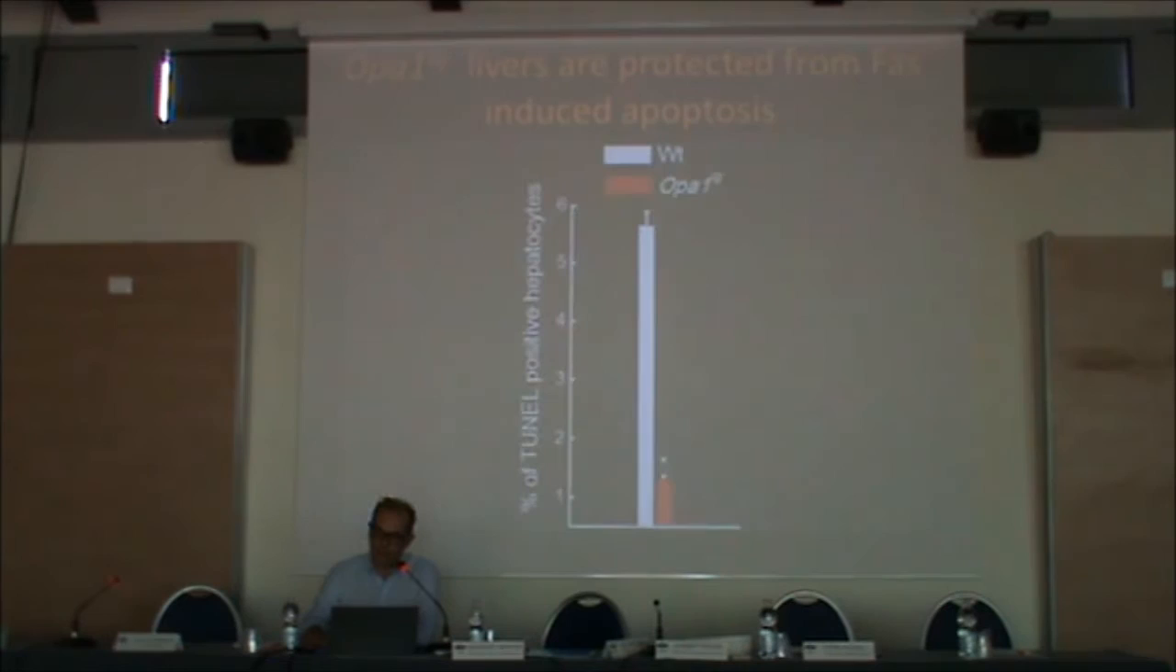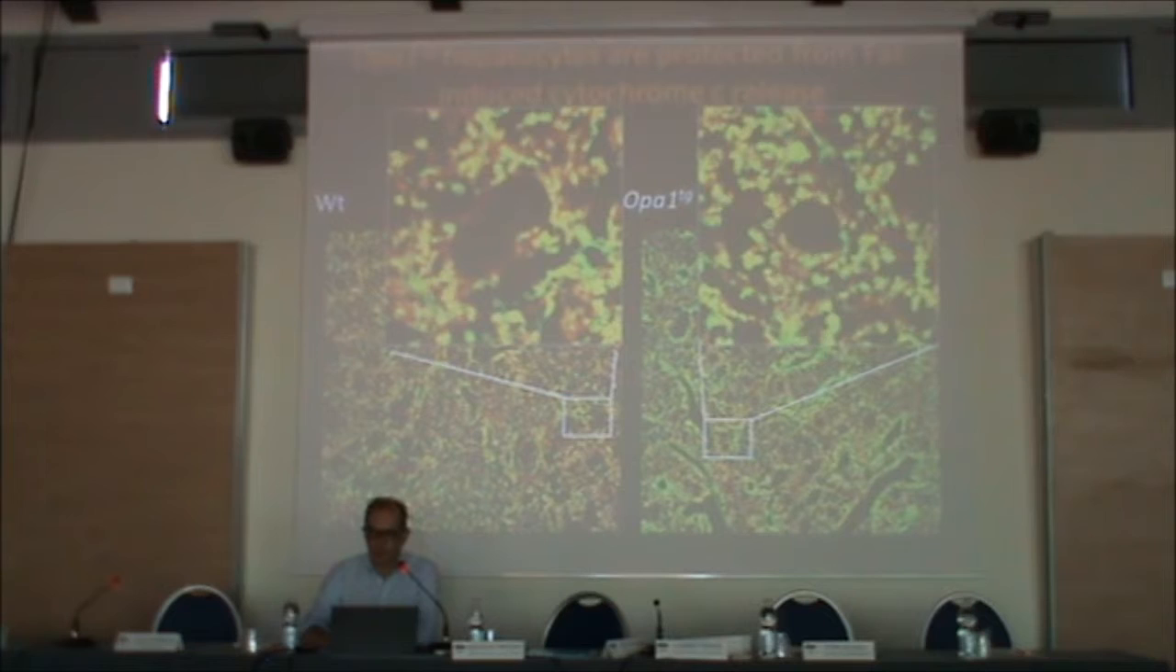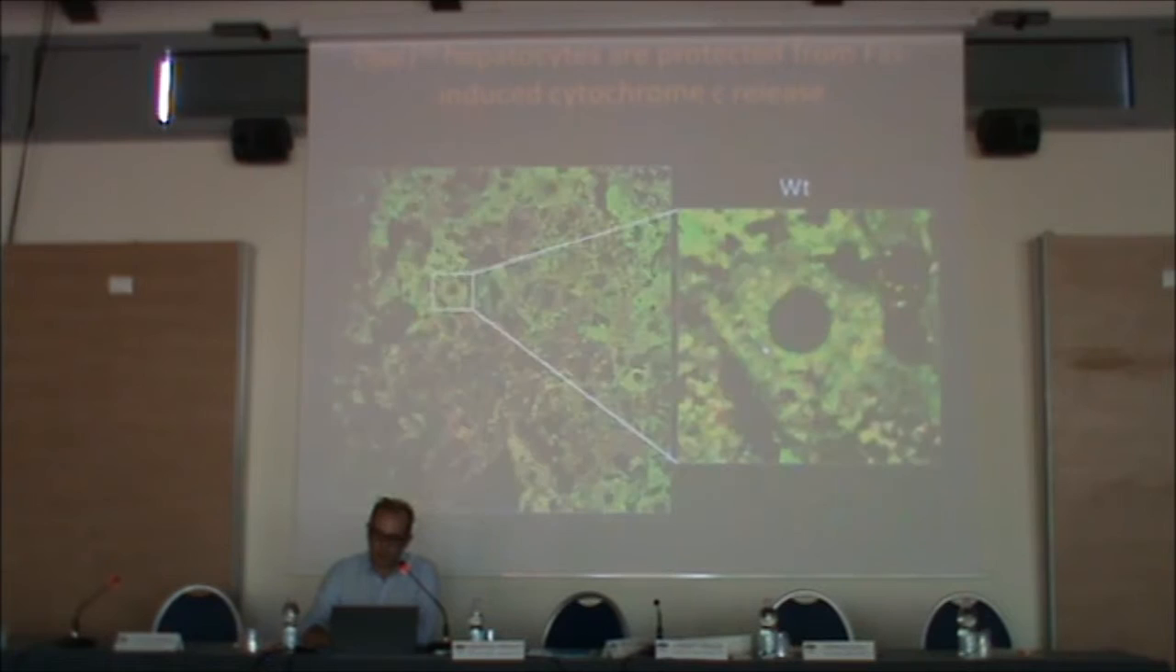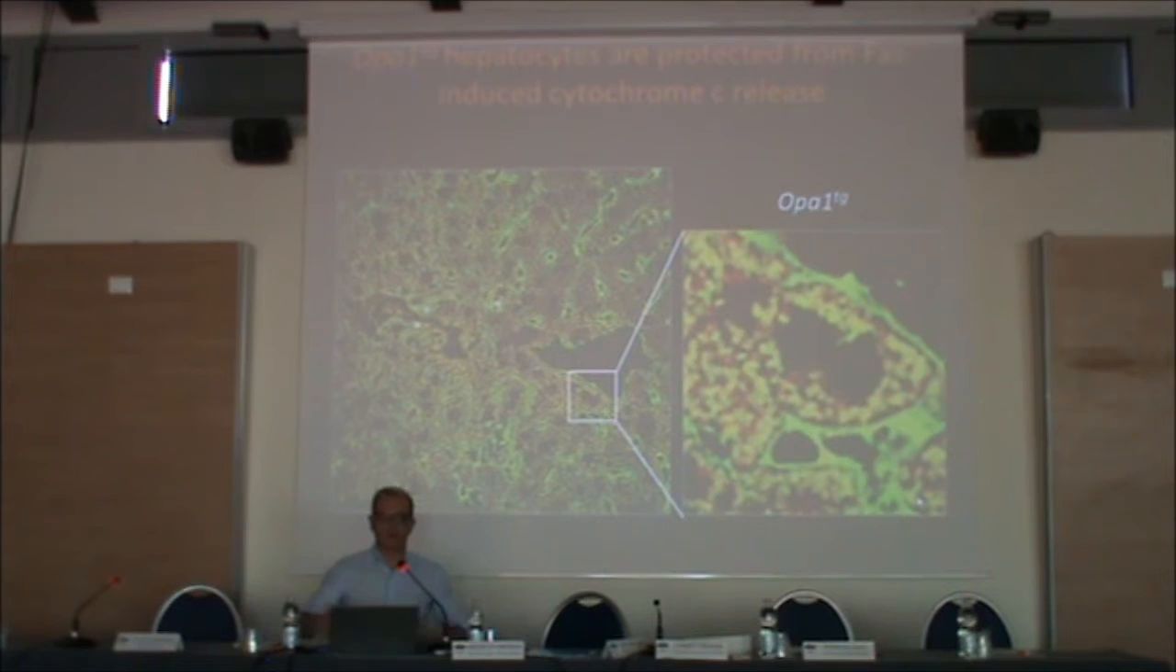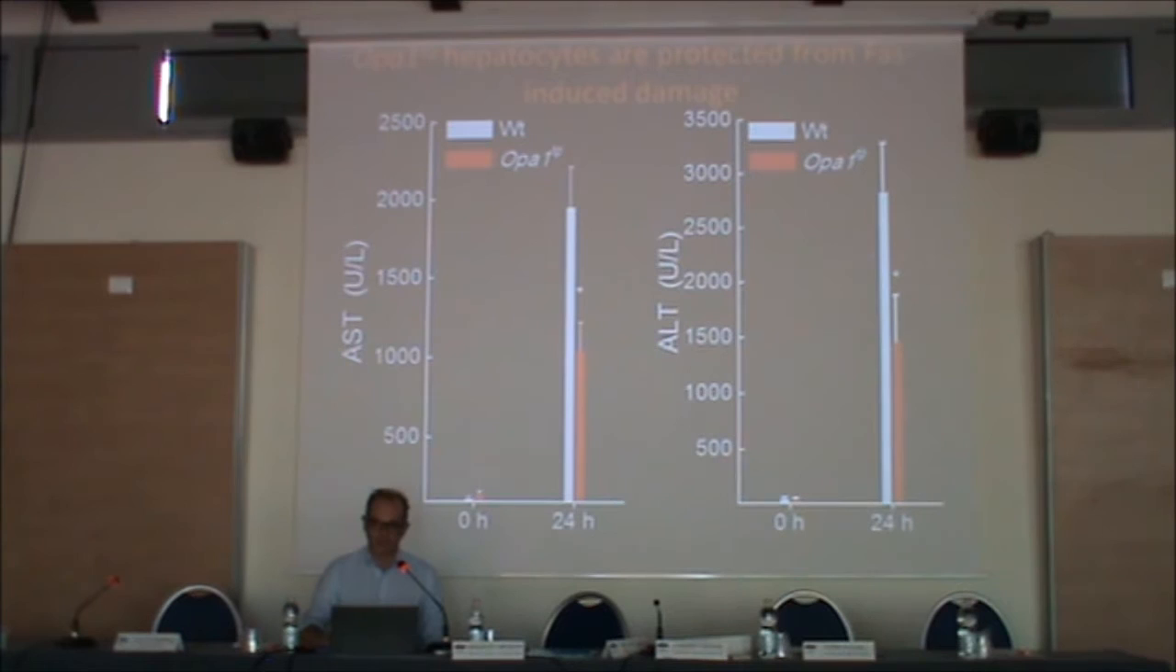And for the aficionados of the mechanism, here we're staining for cytochrome C in green and for mitochondria in red in the liver, so this is in vivo staining. When we induce Fas activation in the liver of a wild type animal, cytochrome C, as expected, goes out from mitochondria. When you do the same thing in the OPA1 transgenic, this is heavily protected and cytochrome C remains in mitochondria, preventing the buildup of liver dysfunction.